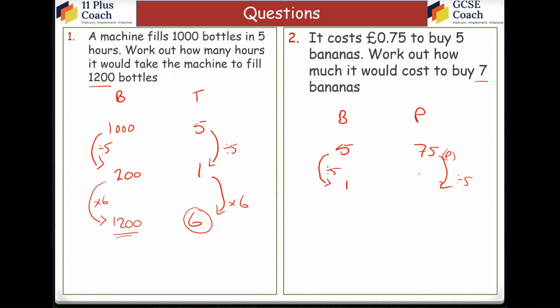So 5 goes into 7 once with a remainder of 2. 2 goes next to the 5, makes 25. 5 into 25 is 5. So that means 1 banana is worth 15p. Remember, this is in pennies now. So 1 banana is worth 15p.